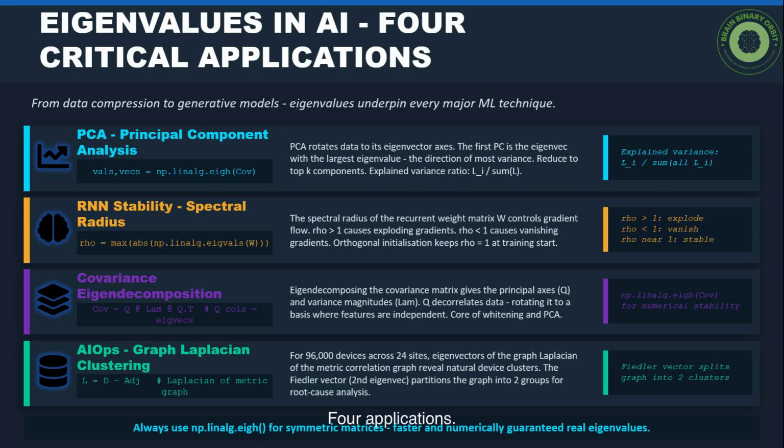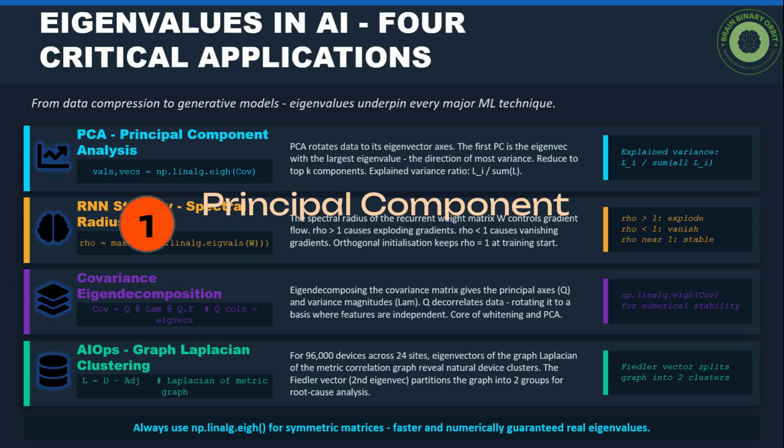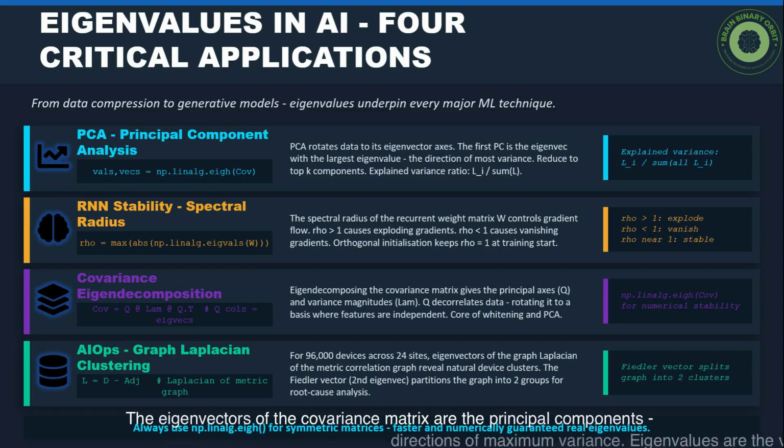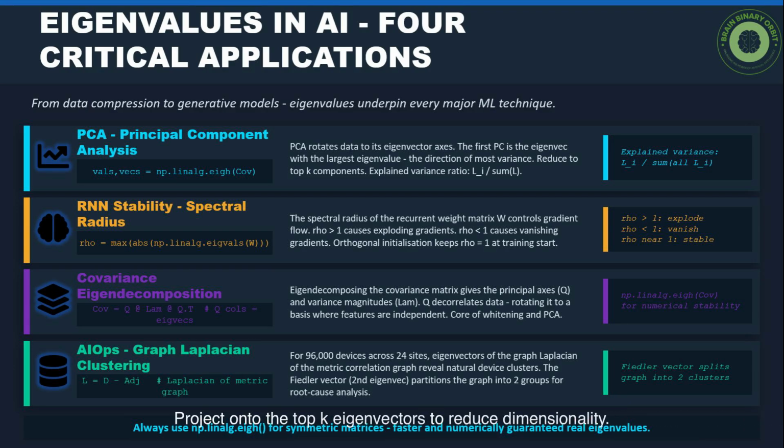4 applications. 1. PCA. The eigenvectors of the covariance matrix are the principal components, directions of maximum variance. Eigenvalues are the variance amounts. Project onto the top k eigenvectors to reduce dimensionality. Explained variance ratio is lambda i divided by the sum of all eigenvalues.